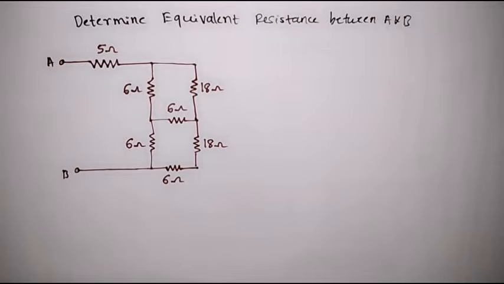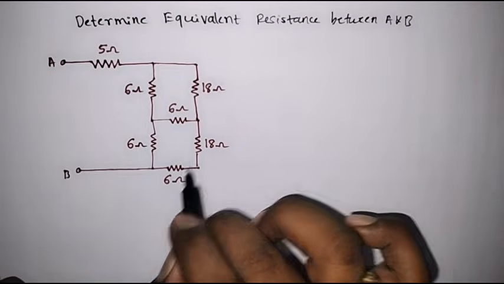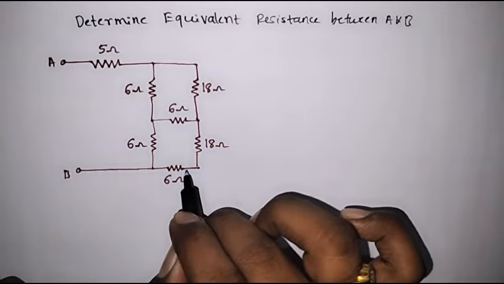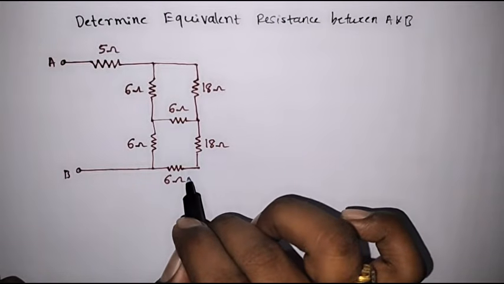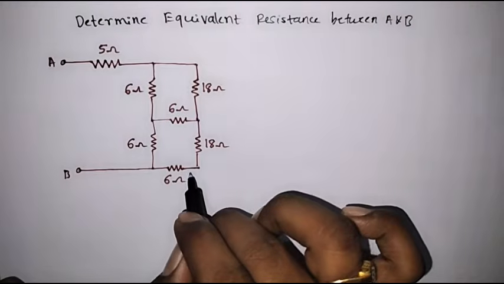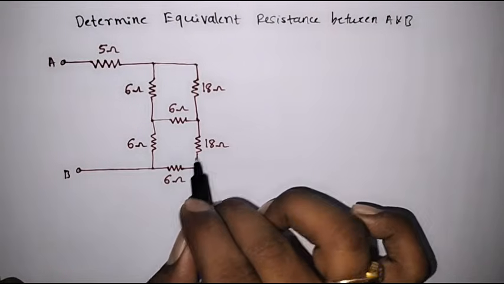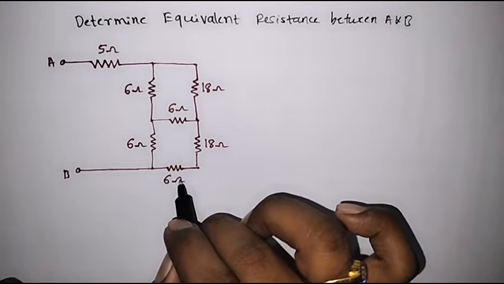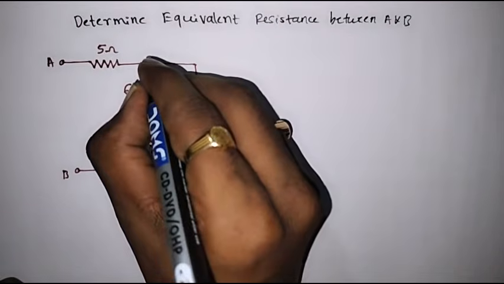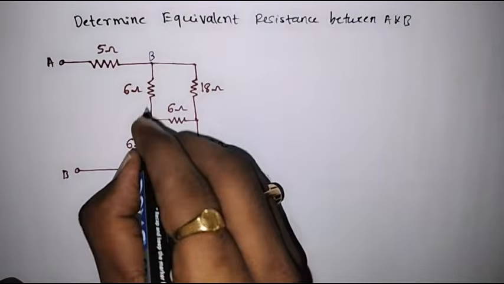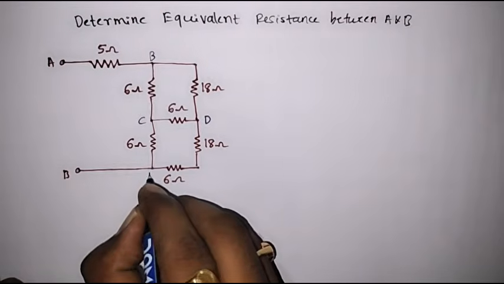So in this circuit, first check if there are any resistors in series or in parallel. Here the 18 ohm resistor and 6 ohm resistor are in series. We can replace these two resistors by a single resistor with the equivalent value, that is 18 plus 6, because these two are in series. I can replace these two resistors with a 24 ohm resistor. Let this be node B, this is C, D and this be E.